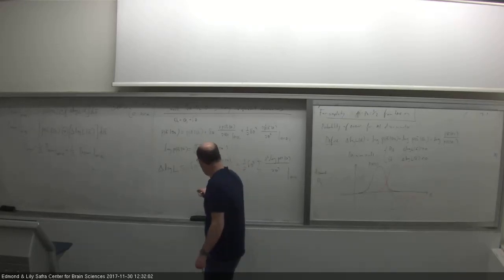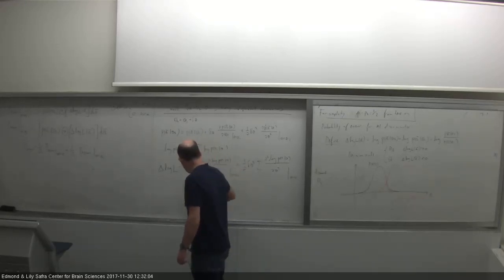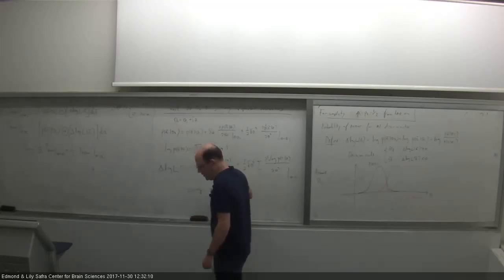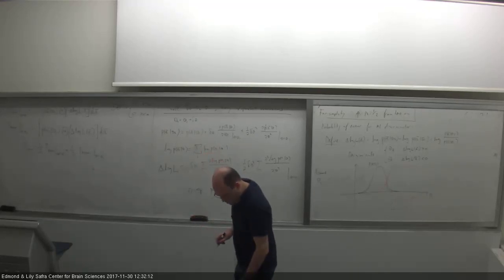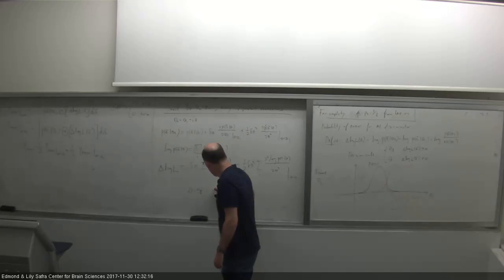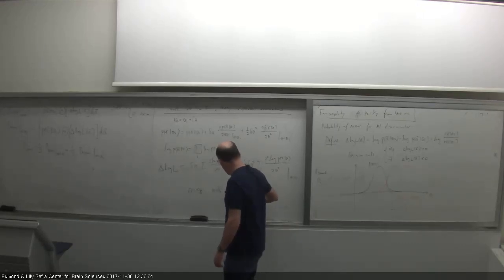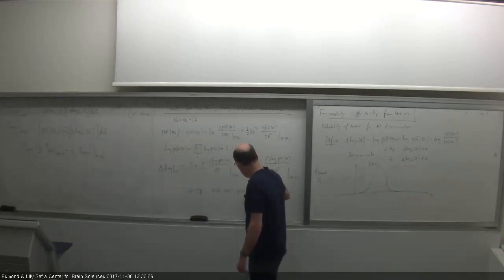Okay, and I remind you again, let's assume that theta is equal to theta 1. Then the decision rule is delta log L larger than 0, so the probability of error is the probability that delta log L is larger than 0.